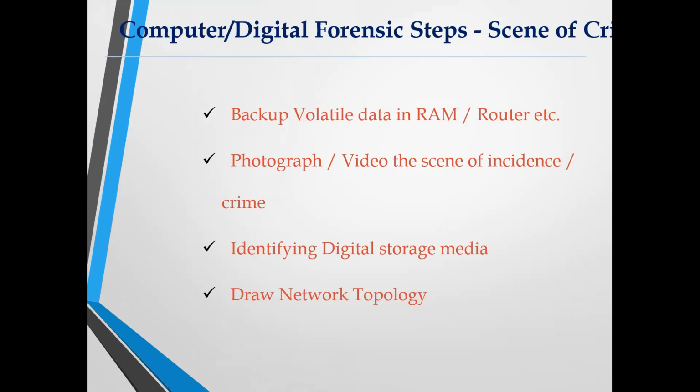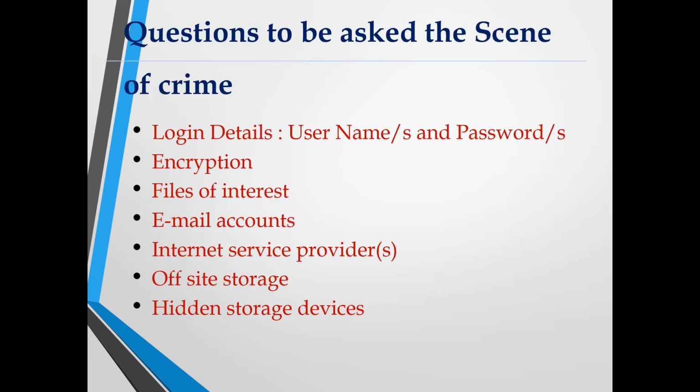Computer forensic steps here. One, we're saying that there is need to have your backup and volatile data, or your router, your photographs, videos. This one we've seen. At the crime scene, take these photos. Pick this volatile data, identify digital storage media, and also draw the network topology. Ask the IT department to draw the topology for you. How is the LAN drawn? Provide the diagram. Questions to be asked at the crime scene, like login details, what is the password? All those are very important.